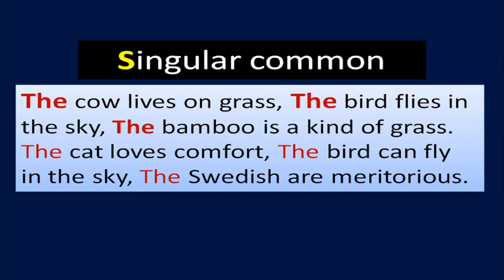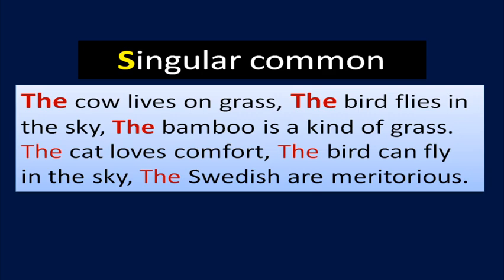In the same way, the bird is not only one bird. It means all the birds of the world. The bird flies in the sky. All birds fly in the sky. But the here defines all the birds, right? The bamboo is a kind of grass. So this is not only one bamboo, it's the whole bamboo. Any kind of bamboo is one kind of grass, right?